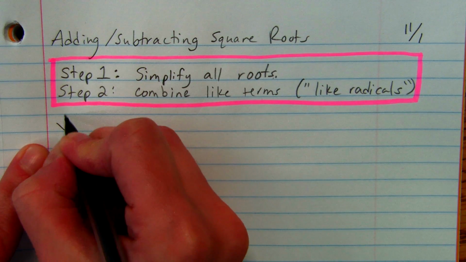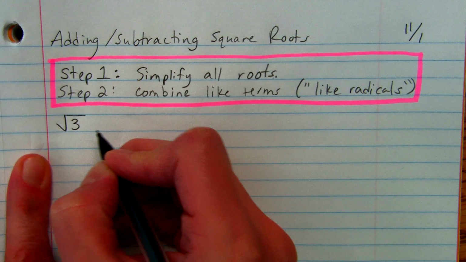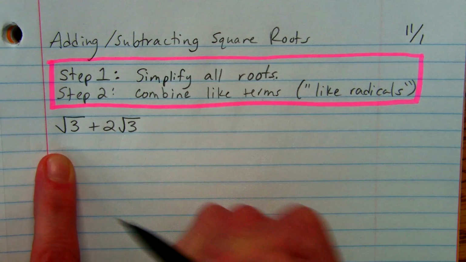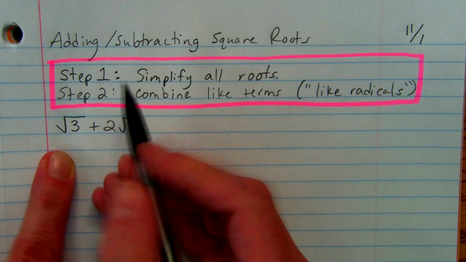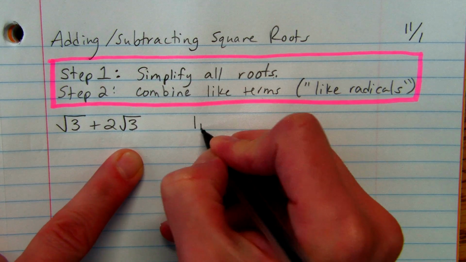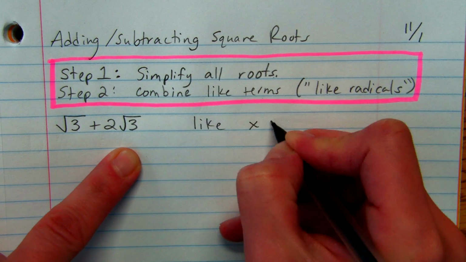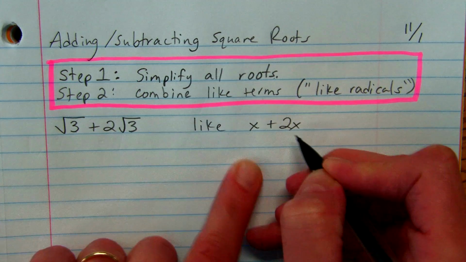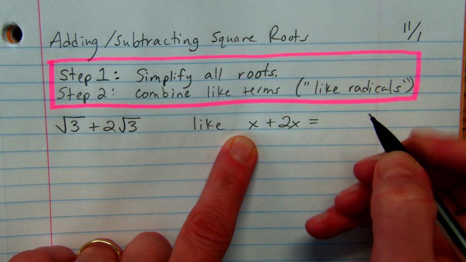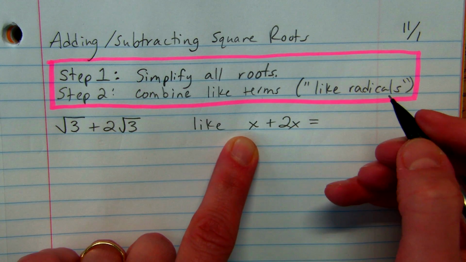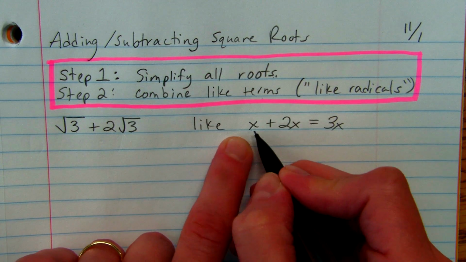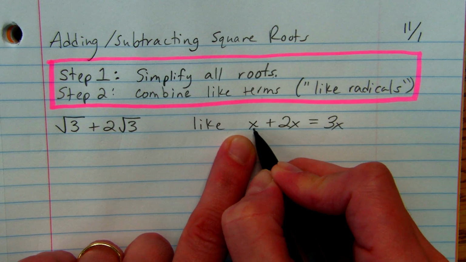So if I have the square root of 3 plus 2 square root of 3, these would be considered like terms because they both have a square root of 3. So this is like taking x and adding 2x. So let's do that first. If I have an x and I add 2x to it, how many x's do I get? 3x. That is right.